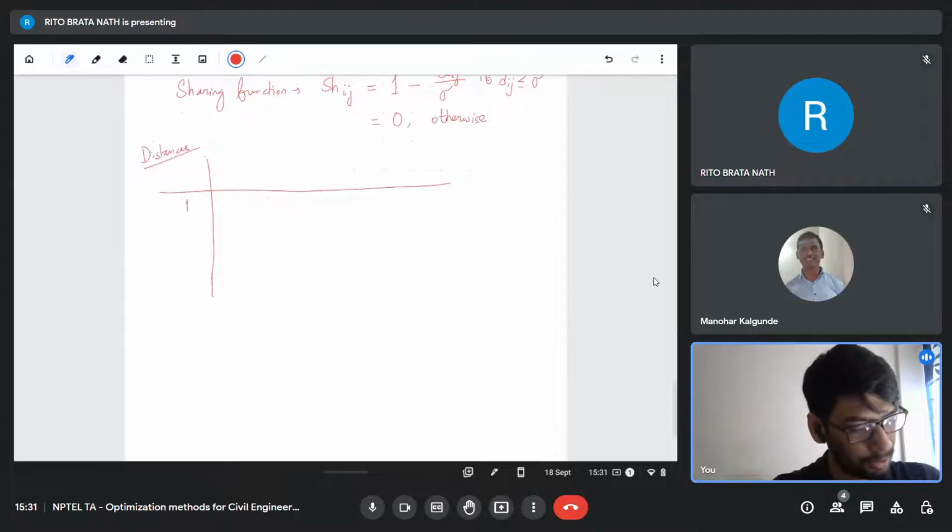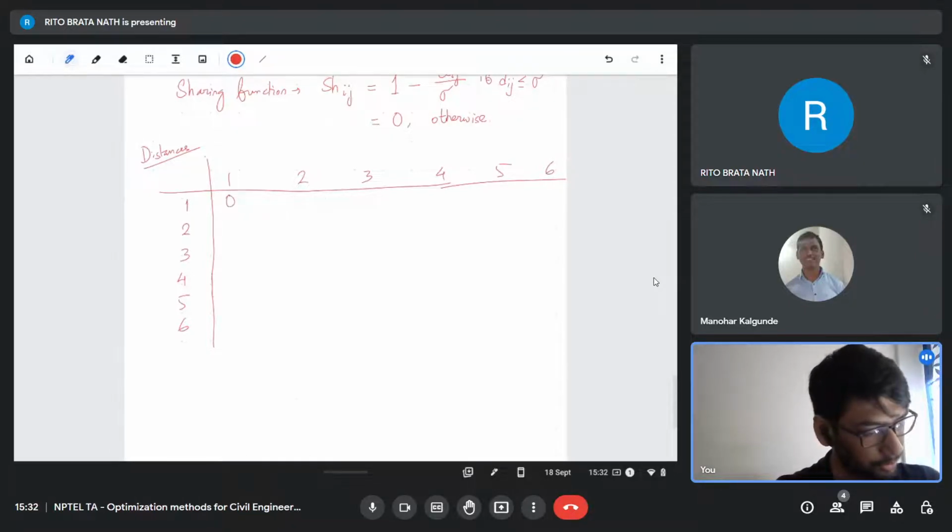So this is 1, 2, 3, 4, 5, 6, and this is again 1. So this is 2, 3, 4, 5, and 6. So there are 6 points in the solution pool. And you know that your diagonals will be 0 because the distance between the point and itself is 0. So you can put those values in here, and this is 0.